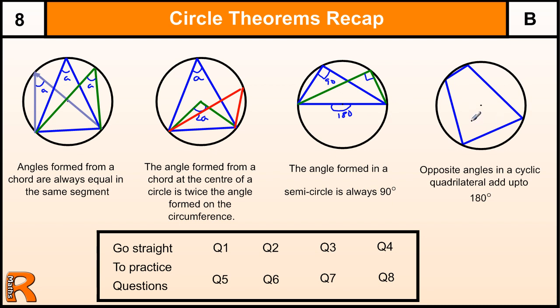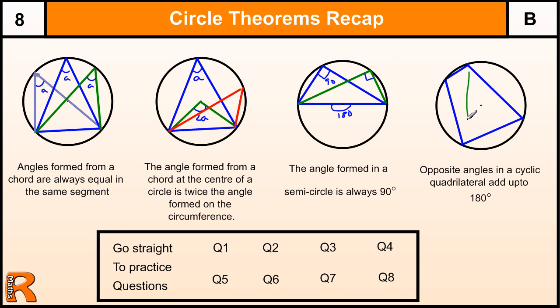And the fourth rule that we're going to look at is to do with cyclic quadrilaterals. So any four-sided shape drawn so that the points are all on the circumference of the circle, all four points. In that case, we have a rule that tells us that the opposite angles are indeed equal. So let's actually just draw that in with a green line.